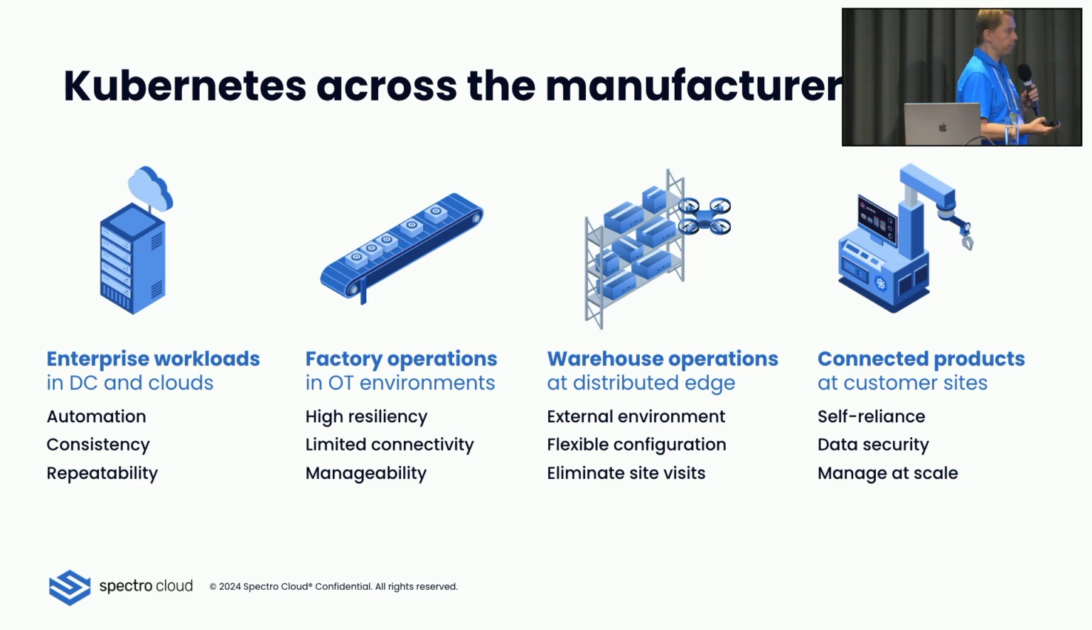And these things have to be very self-reliant. They will be in unsecured environments. There's no physical security. So then data security and manageability at scale become very important. There are common threads along all of these, but the nuances are very different. So let's take a look at a customer case on each of these.